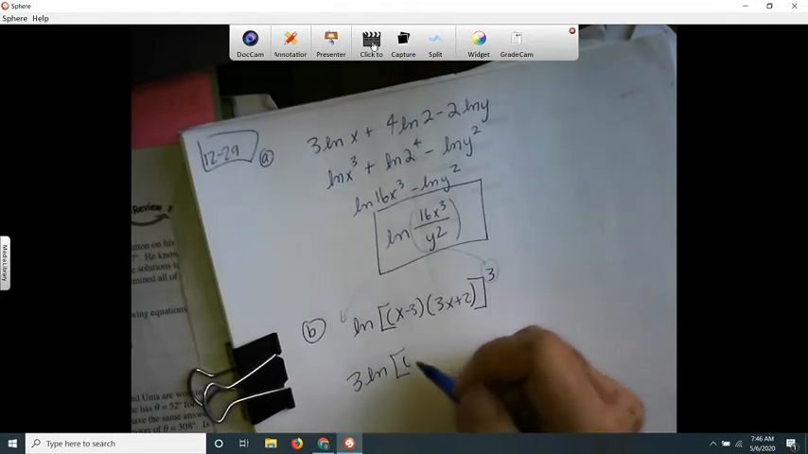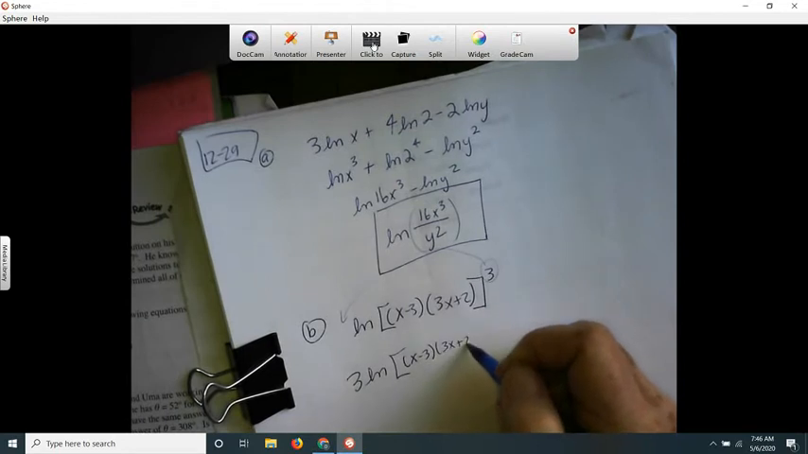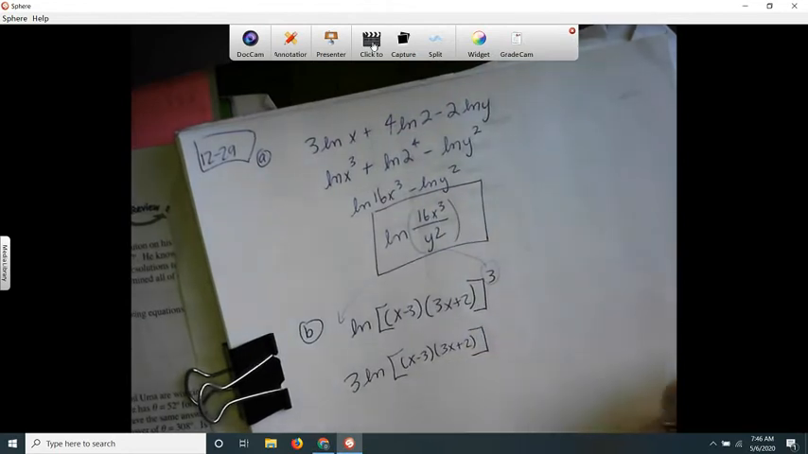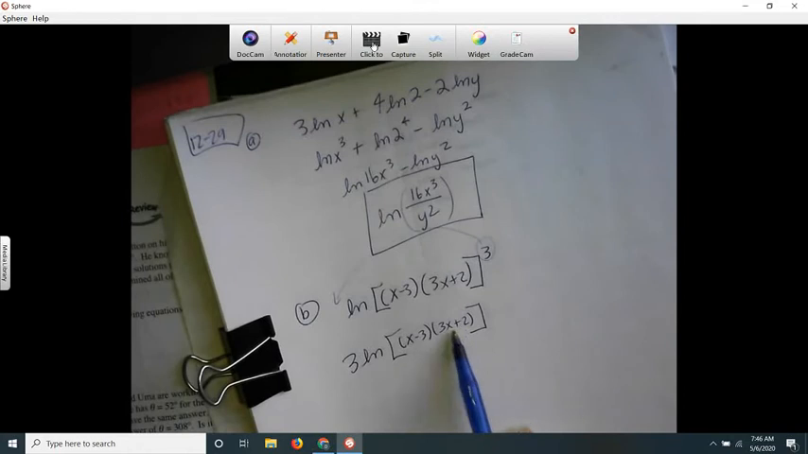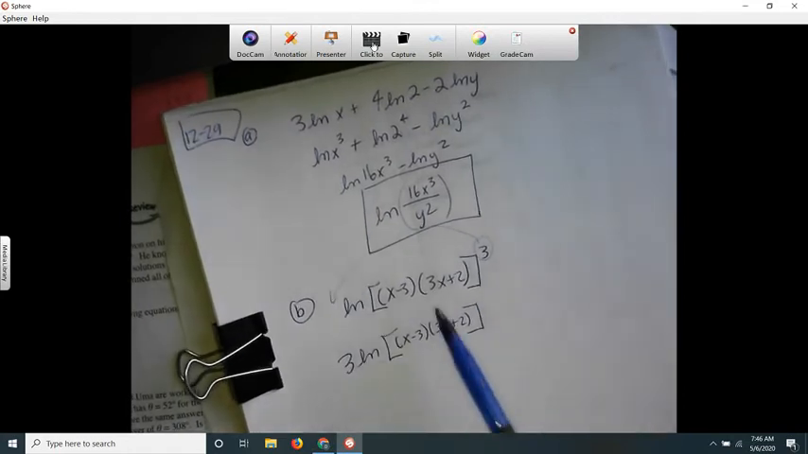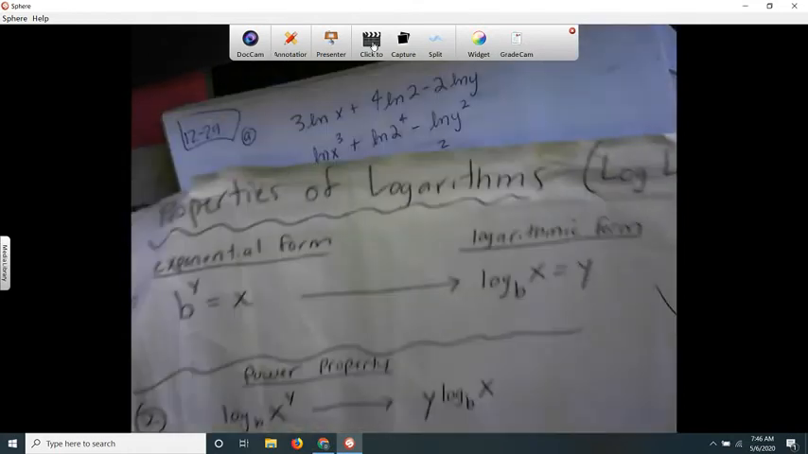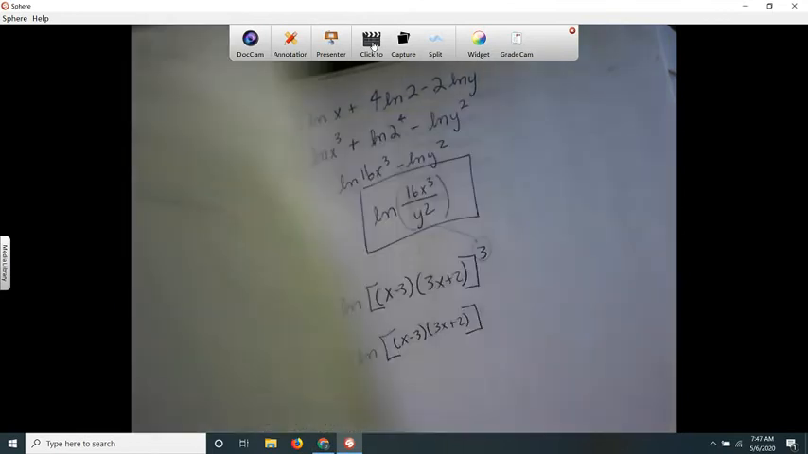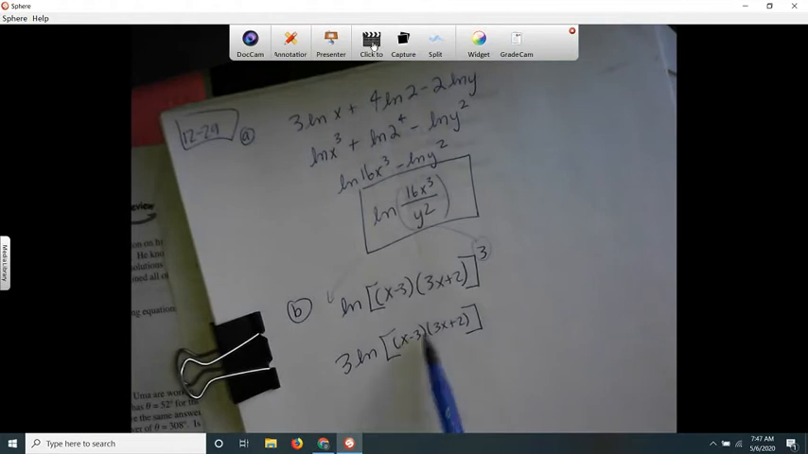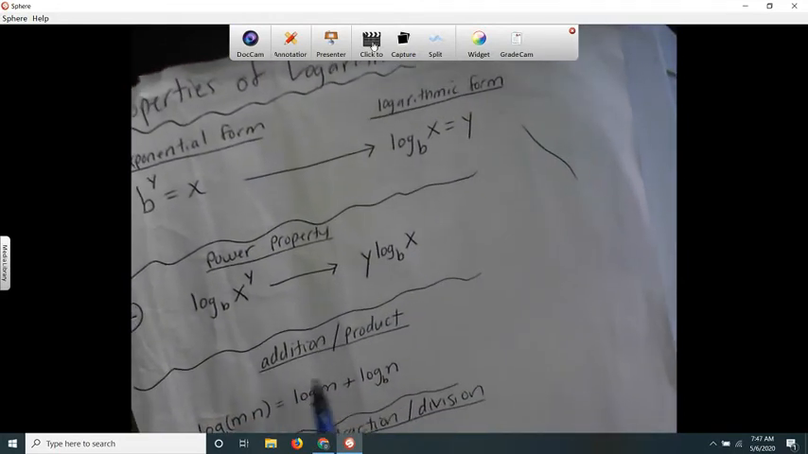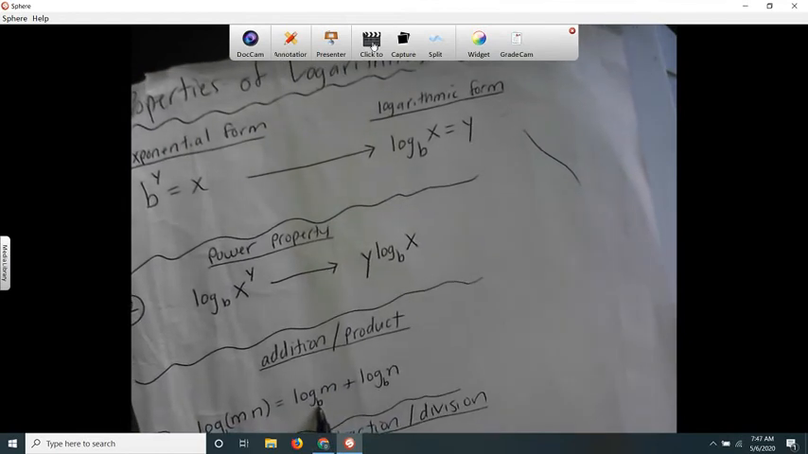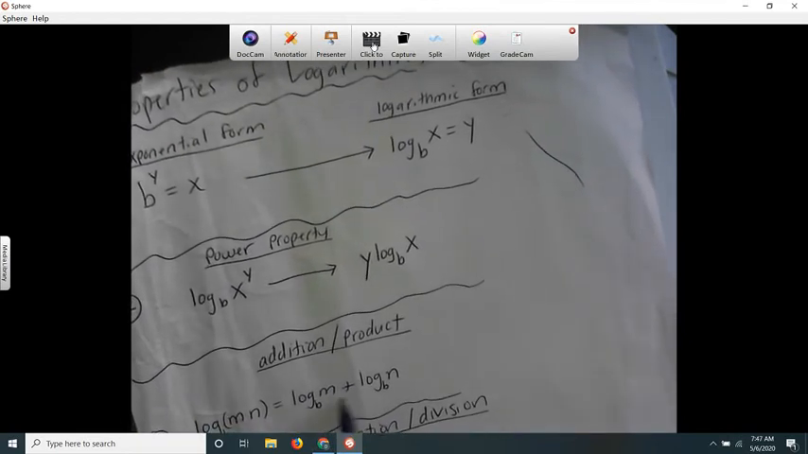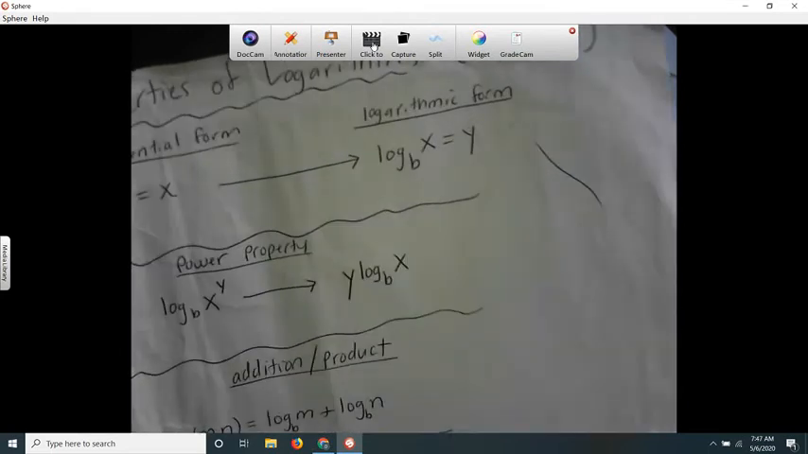I'll do it in steps. I feel like they're trying to trick me somehow. Okay, and then I have a product in here. So when I took the 3 down, that was the power property. I just took it down. And now I see that I have something times something else. There's a product in here. And so I can separate that into 2 different logarithms. So I'm going to do that now.